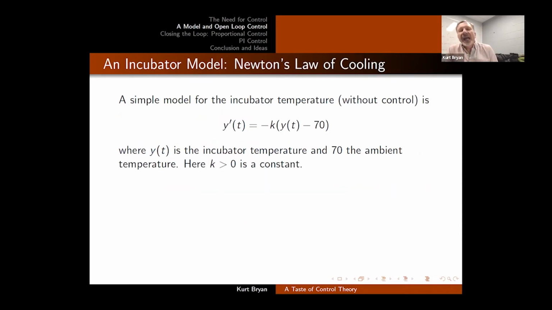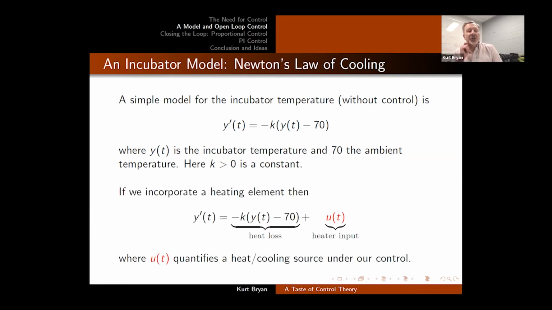Well, let's look at what happens here. Here's my model for an incubator. It's Newton's law of cooling with an ambient temperature of 70 degrees. K is the cooling constant, some positive constant, and y(t) is the incubator's temperature at time t. Let's assume that that's the model for how the incubator will behave if there's no control.